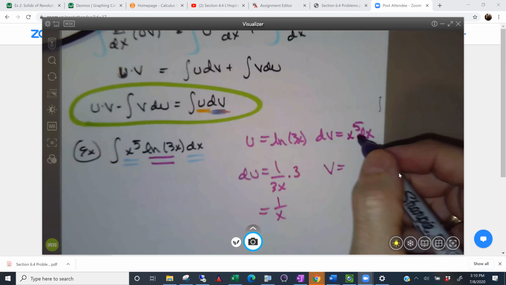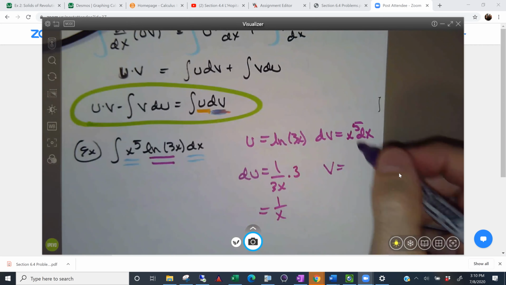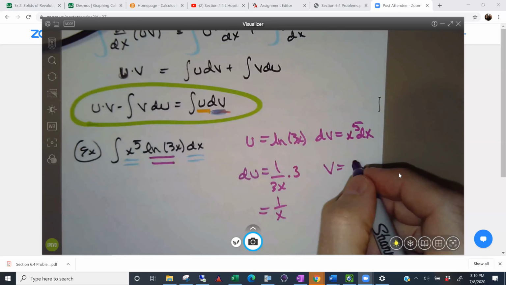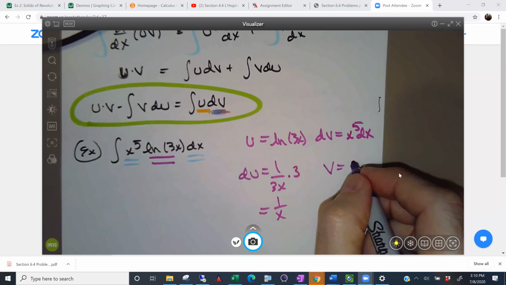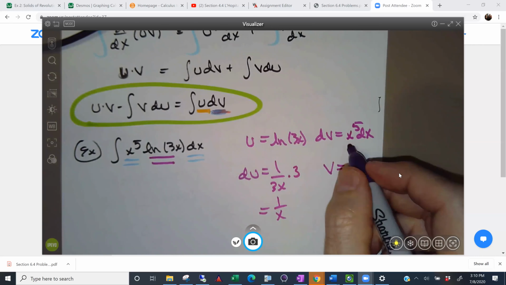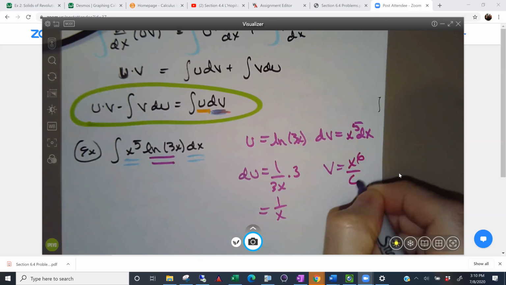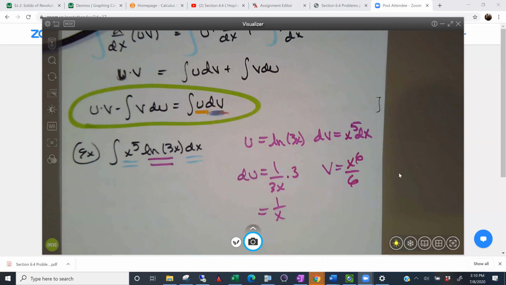How about the antiderivative of x to the 5th dx? When I integrate this, what do I get? Anyone? X to the 6 over 6. X to the 6 over 6. Thank you. So now we've got to put it together into this formula.